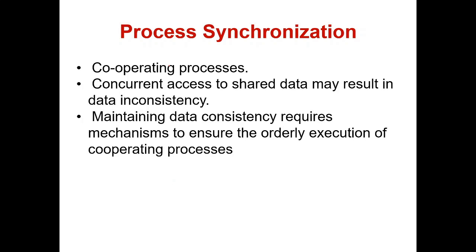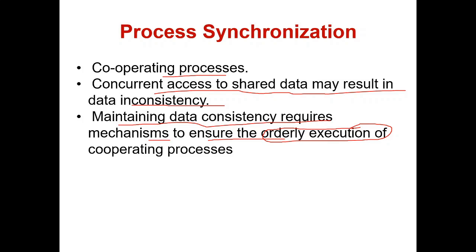So cooperating processes. Process synchronization in cooperating processes is very important. Concurrent access to shared data may result in data inconsistency. If multiple processes are sharing the same resource like memory or any other resource, then inconsistency arises. Maintaining data consistency requires mechanisms to ensure the orderly execution of cooperating processes. So for proper synchronization, there are some mechanisms used for orderly execution of cooperating processes, so they can share the same resources without any interruptions.